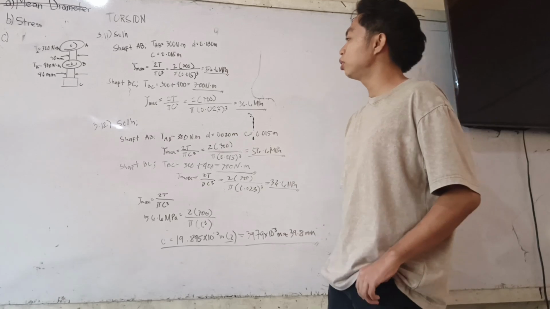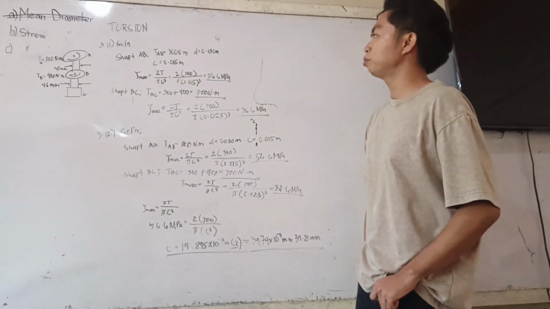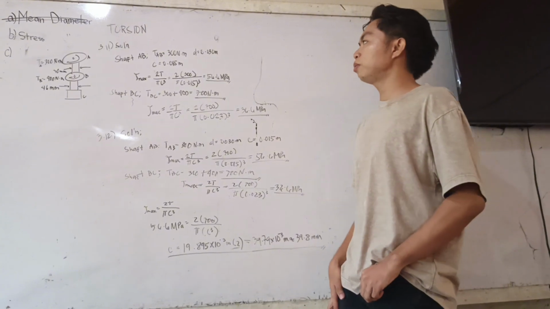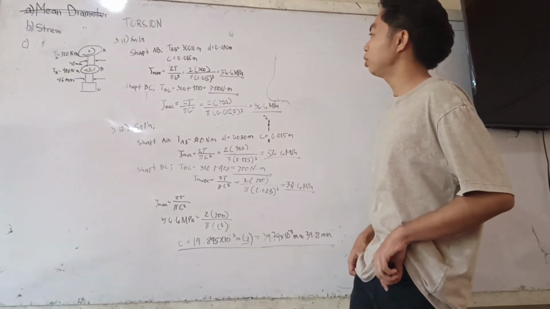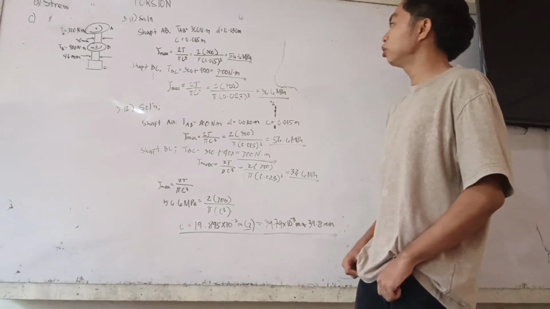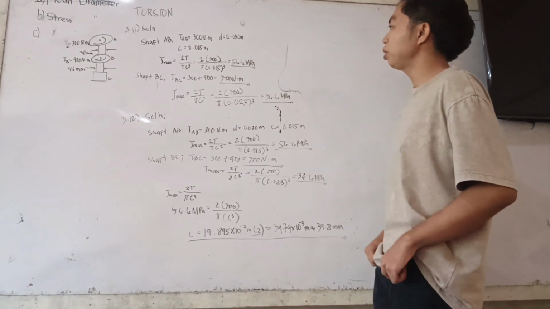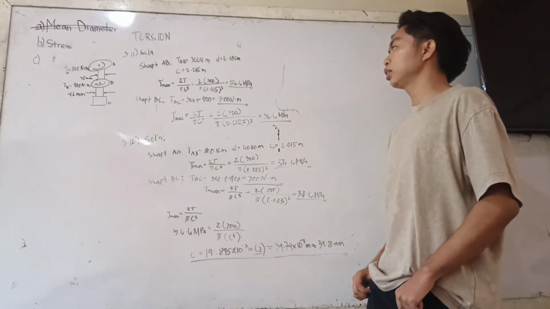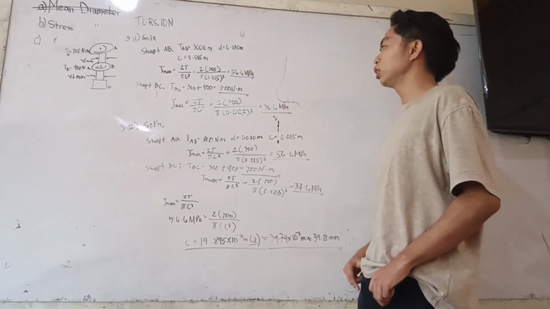Problem 3.11, 3.12. So here, this is the given diagram for both problems. So problem 3.11. In shaft AB, the given is T AB is equal to 300 Newton meters, and then the diameter is 0.030 meters, and then the radius is 0.015 meters. So we need to solve for the tau max.